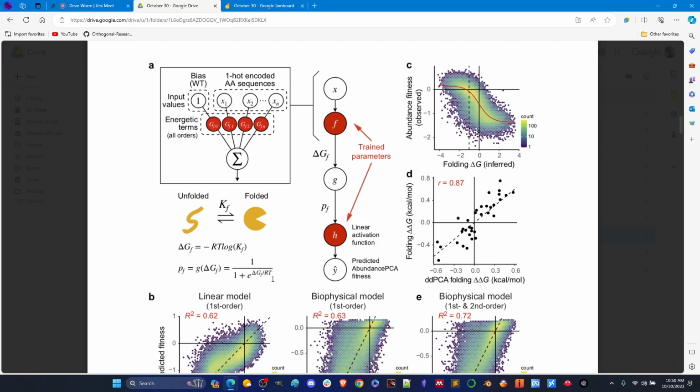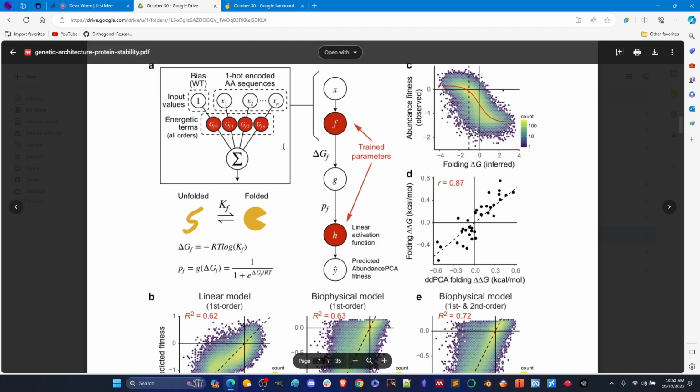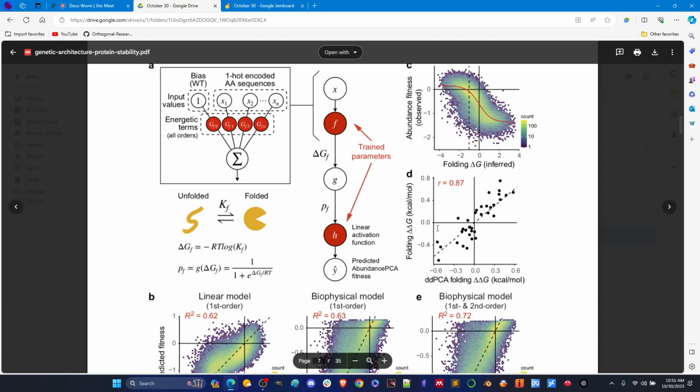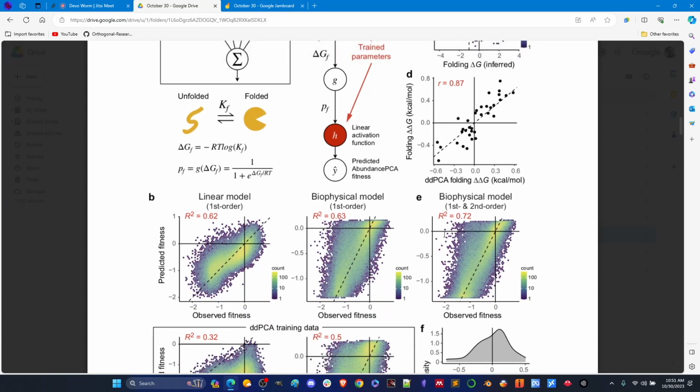thermodynamic entropy here. We also, from this summation of the amino acid sequences that are encoded in these energetic terms, we get these trained parameters in the model, which then lead us to the prediction, the abundance PCA fitness. And so these are some of the graphs that show some of these relationships.